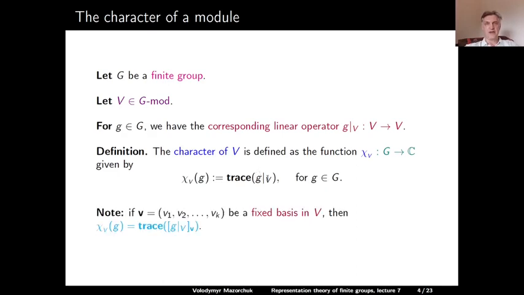To be able to effectively compute such a trace, we need to choose some basis, little bold v, in our module V, and then chi V evaluated at g is equal to the trace of the matrix of the linear operator of the action of g on V in this basis, little bold v.